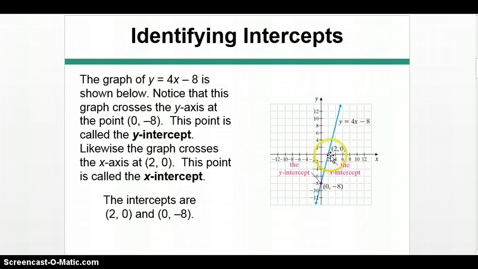This point where the graph crosses the x-axis is called the x-intercept. The coordinate at this point is (2, 0). At this point, where the graph crosses the y-axis, is called the y-intercept. The coordinate of this point is (0, -8). The two intercepts are (2, 0) and (0, -8).